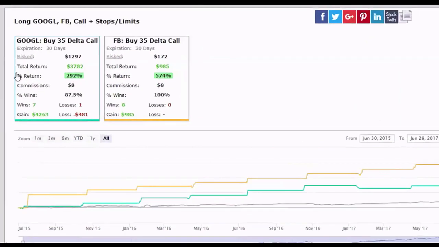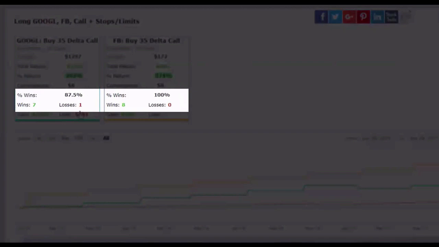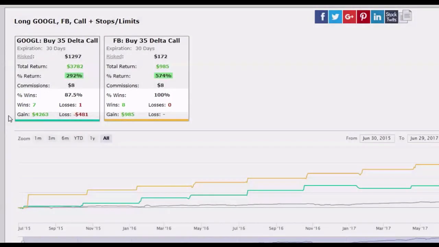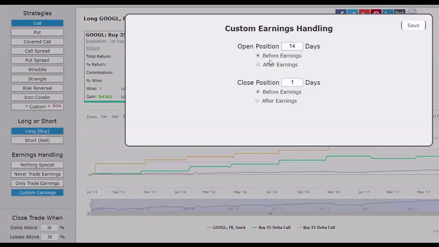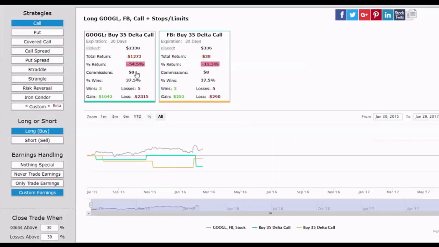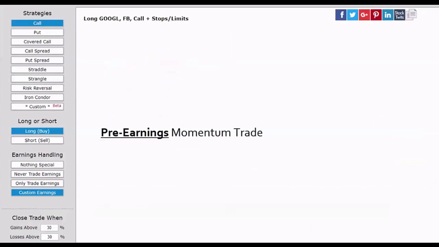Now we can see the staggering returns, and we can see 15 wins on 1 loss if we held these 2 as a portfolio. And just so you know, we're not pulling a fast one on you, and that calls always work on these companies, we can just look at the 15 days after earnings. So we'll open 1 day after earnings and close 15 days after earnings. These trades are actually negative. So this is in fact a pre-earnings momentum trade based on the personality of this bull market.